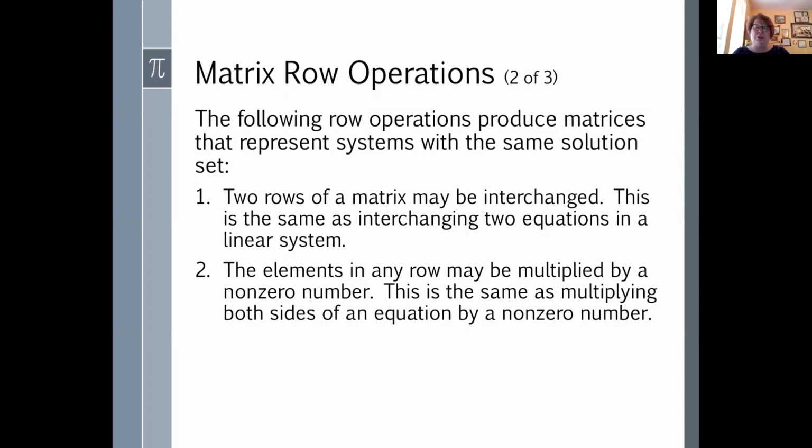The other thing you can do is you can multiply an entire row of an augmented matrix by a constant, or you can divide an entire row of an augmented matrix by a constant. This is the same thing as multiplying or dividing both sides of an equation by a number. And of course, this number has to be non-zero. You can't multiply both sides of an equation by 0.